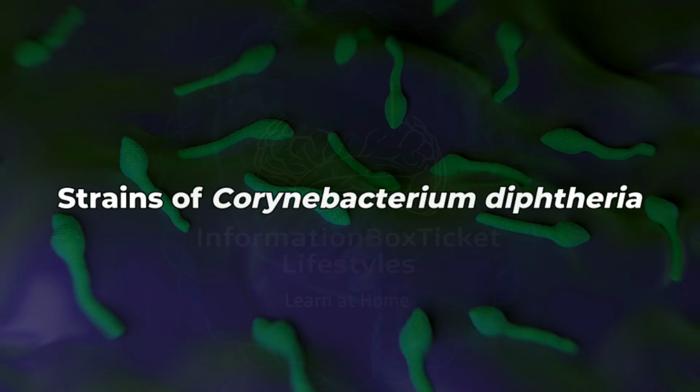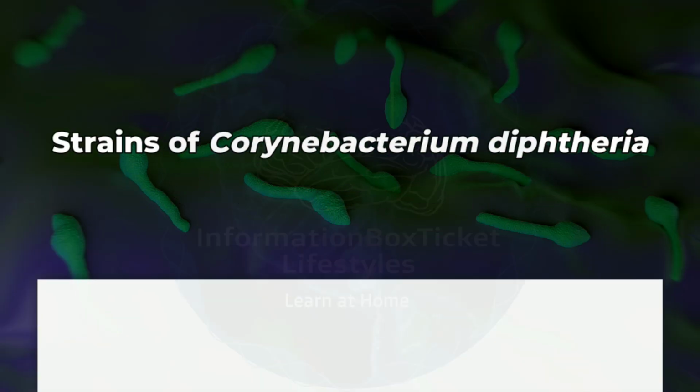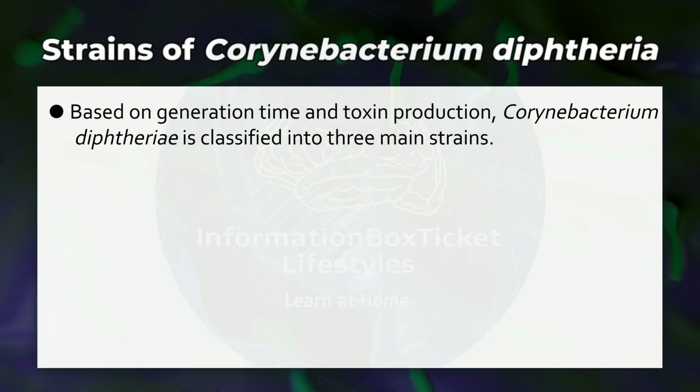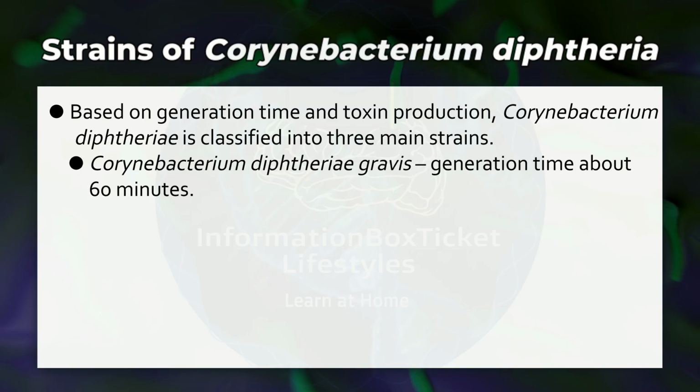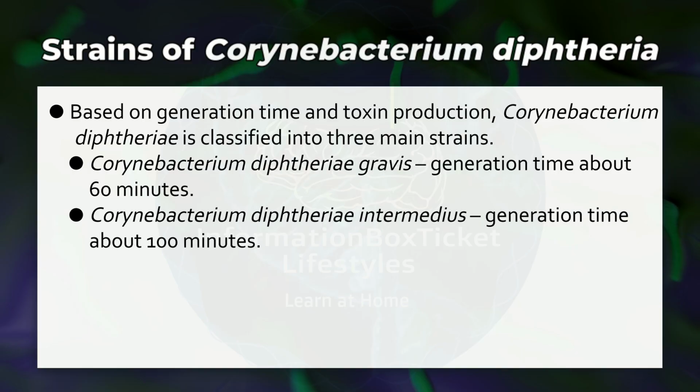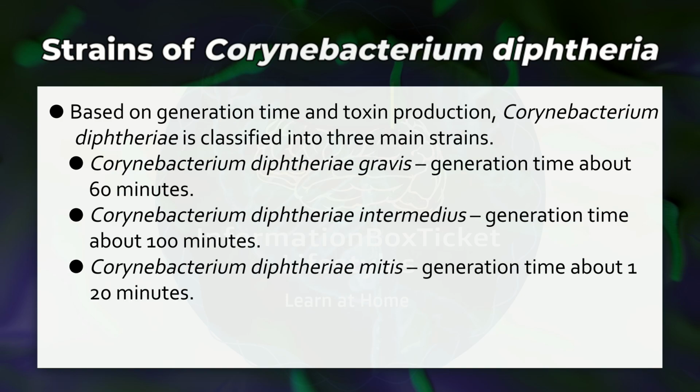Strains of Corynebacterium diphtheriae. Based on generation time and toxin production, Corynebacterium diphtheriae is classified into 3 main strains. Corynebacterium diphtheriae gravis, generation time about 60 minutes. Corynebacterium diphtheriae intermedius, generation time about 100 minutes. Corynebacterium diphtheriae mitis, generation time about 120 minutes.